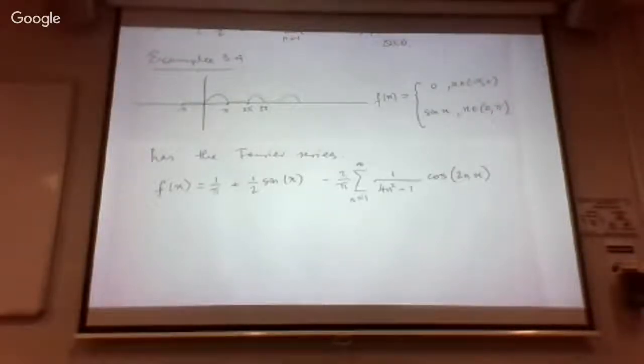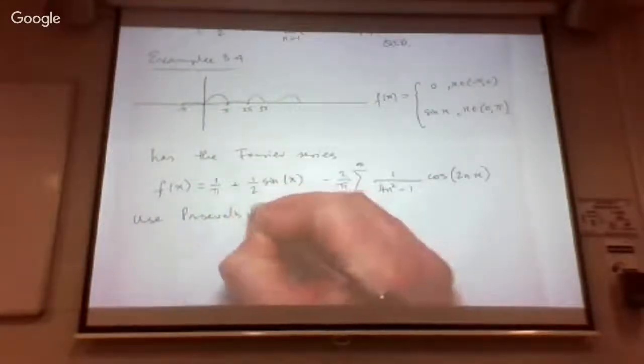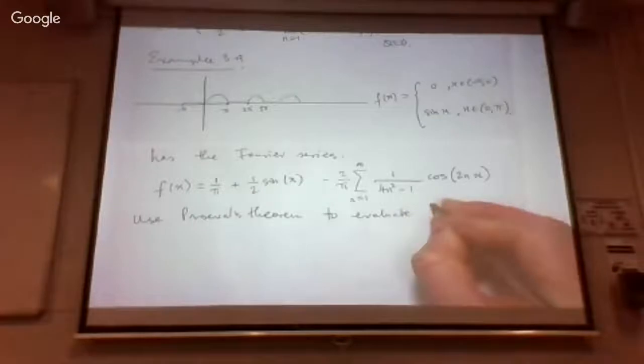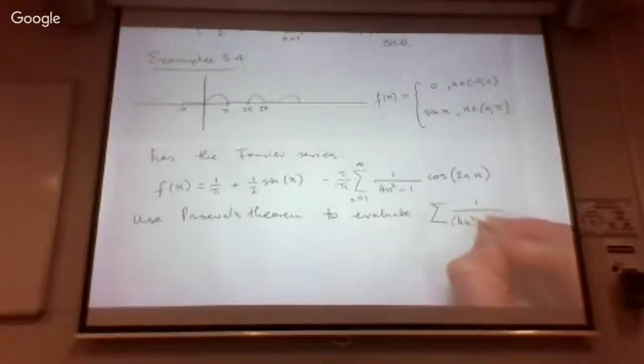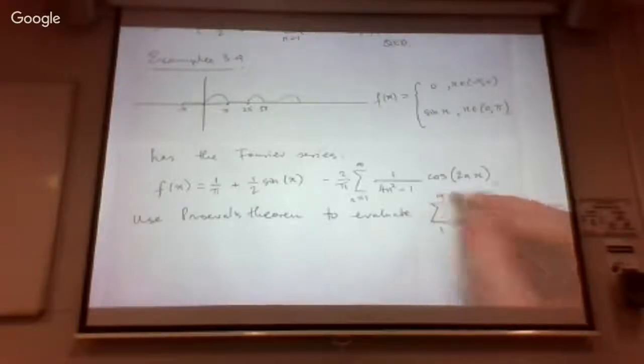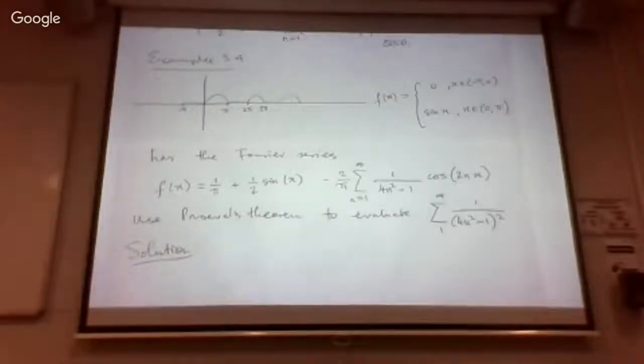So the exercise is to use Parseval's theorem to find the sum of a curious series, to evaluate the sum of the squares, the reciprocals of the squares of these quantities. So first of all, we would have to explain, or justify, why Parseval's theorem is applicable here. Okay.